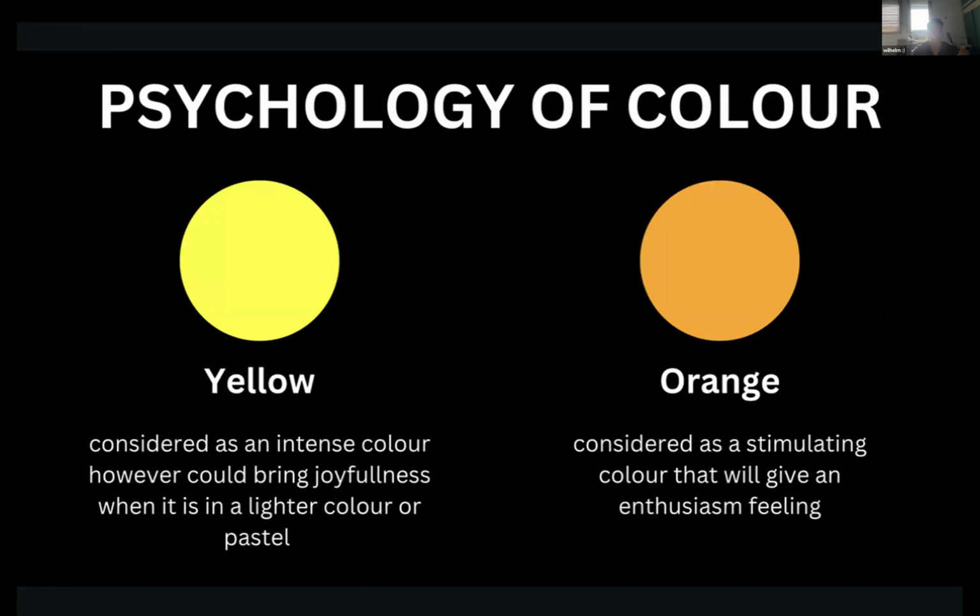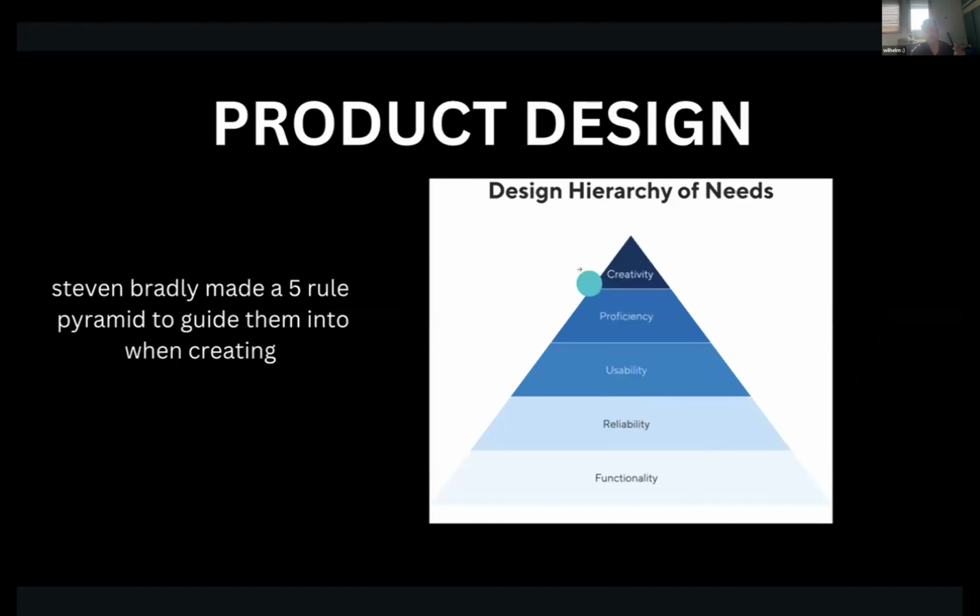However, it could be joyfulness when it's in a lighter color or in a pastel shade. Orange is considered a stimulating color that gives a feeling of enthusiasm. Since my field is product design, I found this hierarchy which was made by Stephen Bradley.